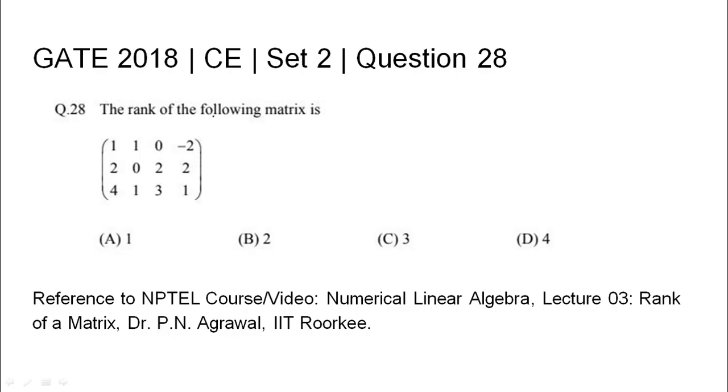GATE 2018 Civil Engineering Set 2 Question 28. The rank of the following matrix is: 1 1 0, minus 2 2 0, 2 2 and 4 1 3 and 1 in rows are given. Four options given are 1, 2, 3 and 4. The relevant NPTEL reference has been cited.